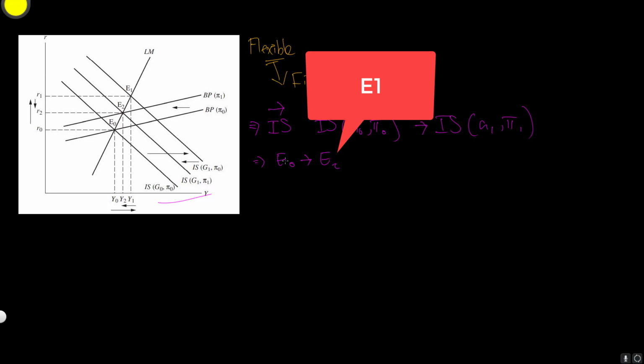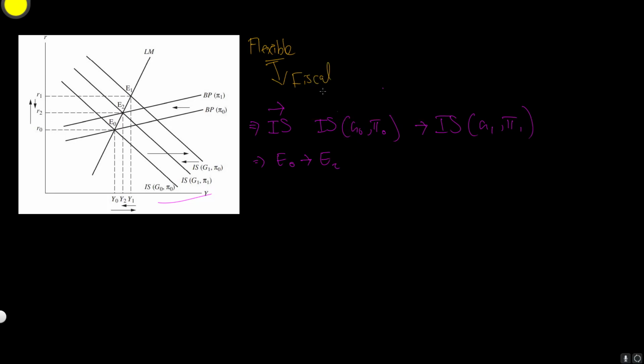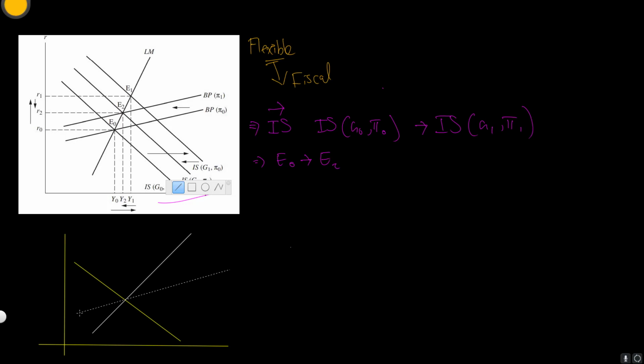Assume that when this is happening, our BP curve is not shifting. Let me see if I can draw a diagram quickly. We have our initial IS curve. This is our LM curve. This would be our BP line. That's there. Okay, so what's going to happen?